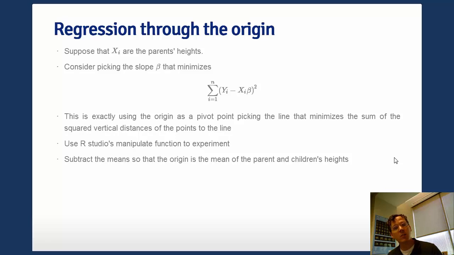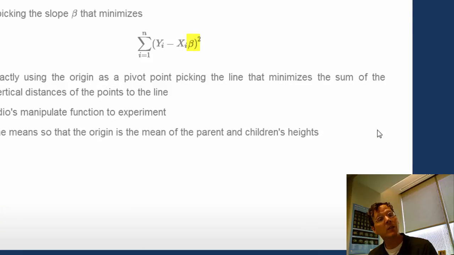Well, here's how we could potentially do that. We would want to find the slope beta that minimizes the sum of the squared distances between the observed data points, the yi's, and the fitted data points on the line, xi beta. We'll square that distance and add them up, and this is directly analogous to finding the least squares mean that we did just a couple of slides ago. So this is exactly sort of using the origin as a pivot point and picking the line that minimizes the sum of the squared vertical distances between the points in the line. So we're going to use RStudio's function manipulate to experiment with this and see if we can find that line.